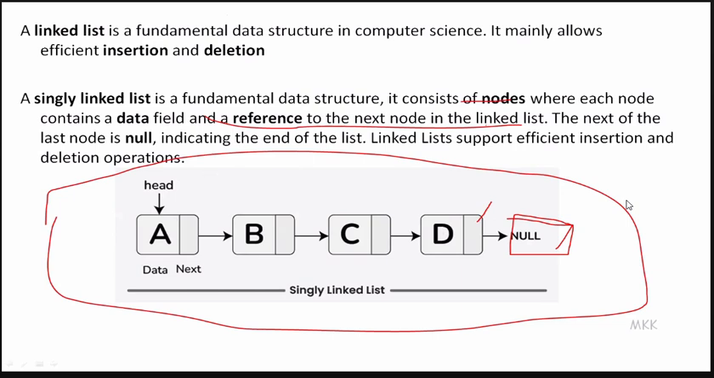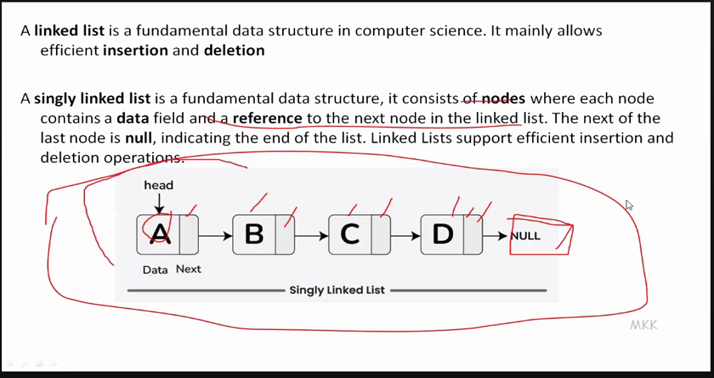Each node has a data field and a reference to the next node. This reference field always says which node has to be linked. For example, A contains B's address, B's reference field will contain C's address, C's reference field will contain D's address, and D's reference is null, saying that the linked list is over.